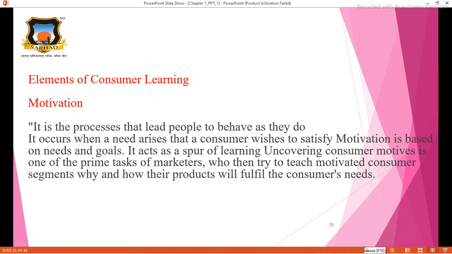So this is motivation. They are motivated for a certain need and then they are buying. So people are motivated to satisfy certain needs.